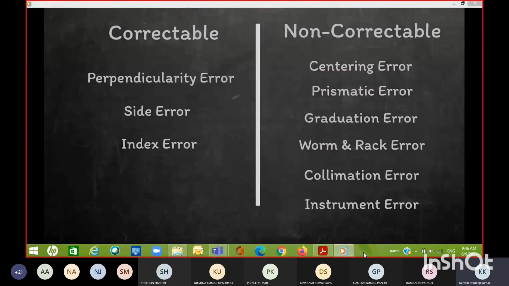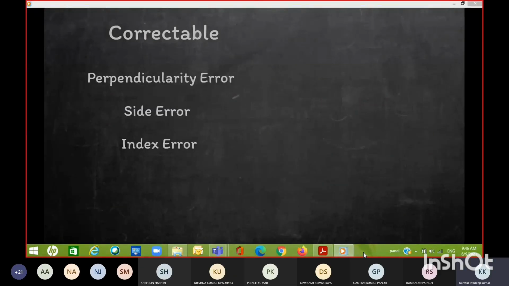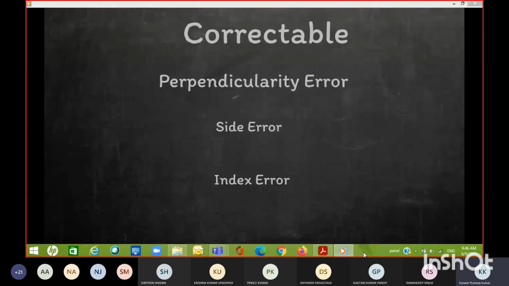Now we can move on to the correctable errors. For the correctable errors, you need to correct them in the right order.